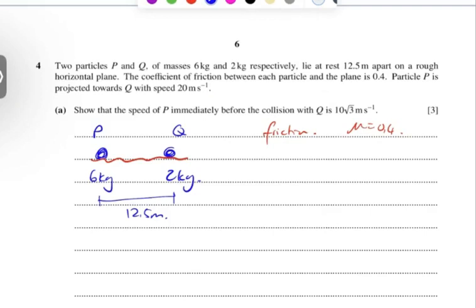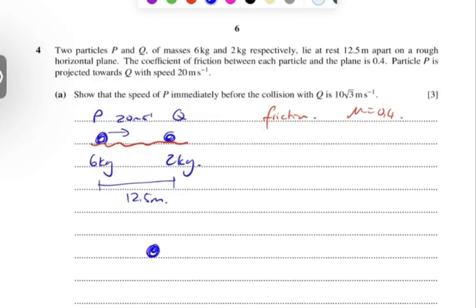P is projected towards Q with a speed of 20 meters per second. Show that the speed of P immediately before the collision is 10 root 3. Obviously it's going to slow down because it's got friction. So what I want to do is just start off with drawing a free body diagram. All that we have acting on the particle is friction. So it's projected with a speed, but there's no pulling force.